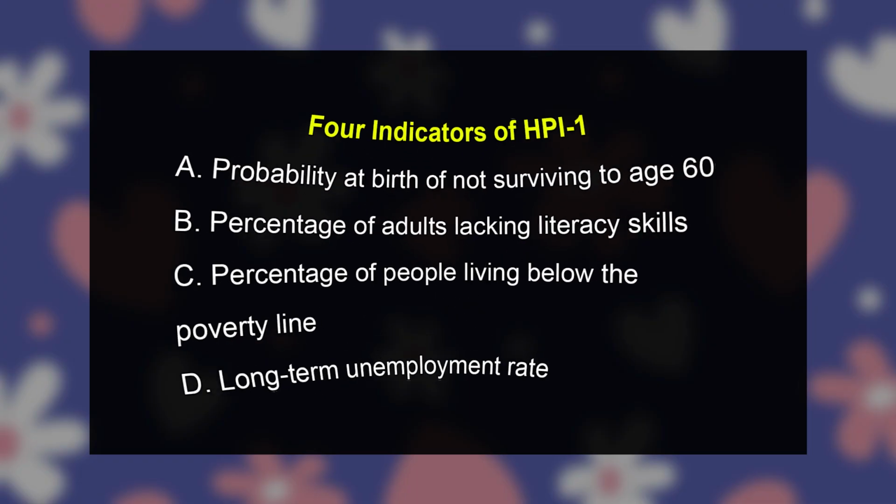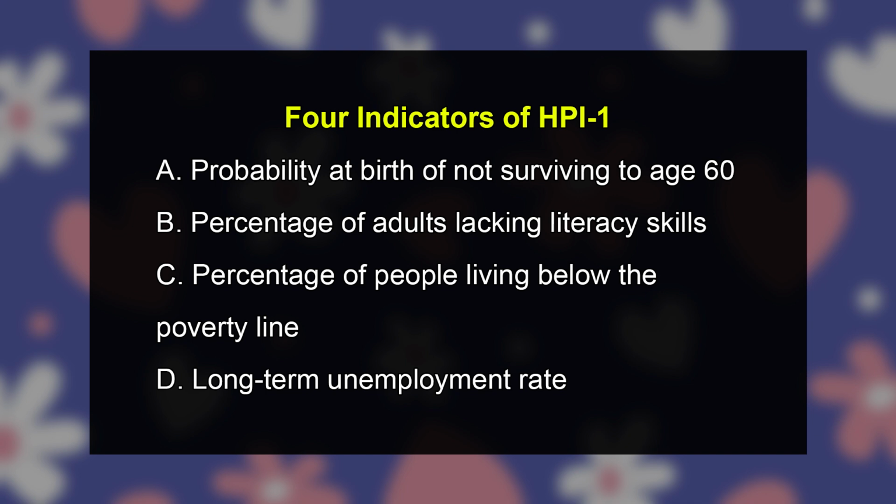HPI 2 was devised as a measure of human poverty in industrial countries, since human deprivation varies with a community's social and economic conditions. It is based on four indicators: the probability at birth of not surviving to age 60, the percentage of adults lacking literacy skills, the percentage of people living below the poverty line, and the long-term unemployment rate.